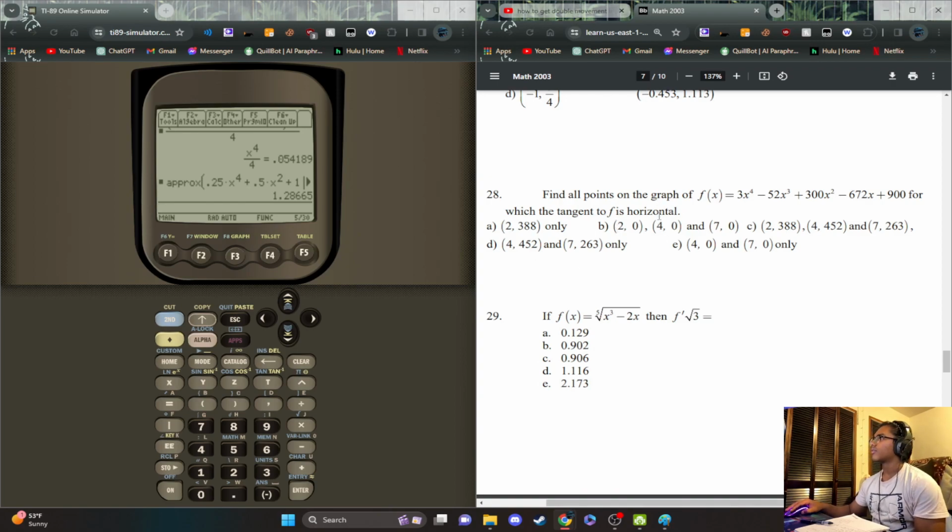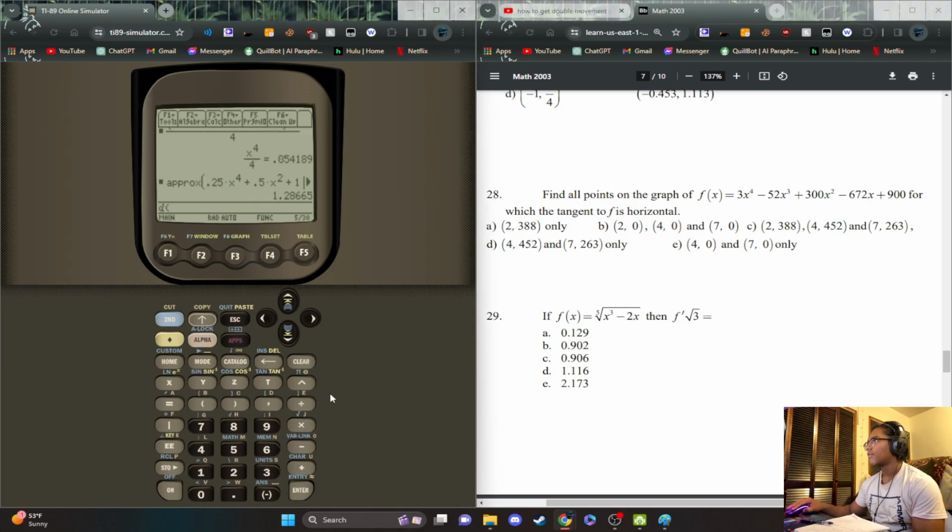Horizontal. Okay, so they're asking for the tangent where it's horizontal. So first let's find the tangent, right? Tangent line is basically derivative, right? And then let's do 3x to the 4th power minus 52x to the 3rd power plus 300x squared minus 672x plus 900. Now we solve that for x.